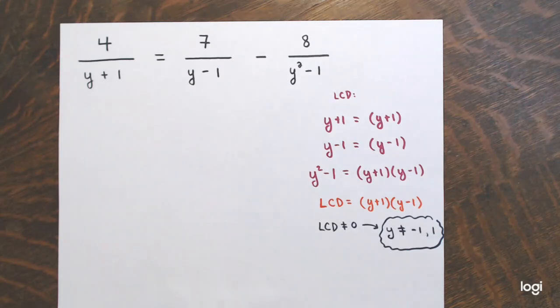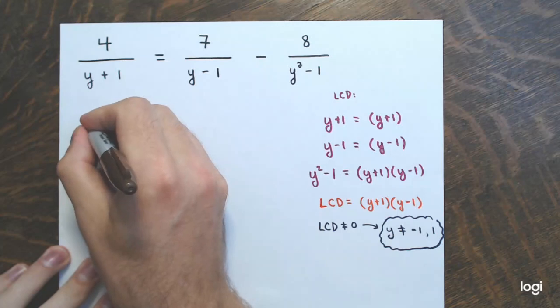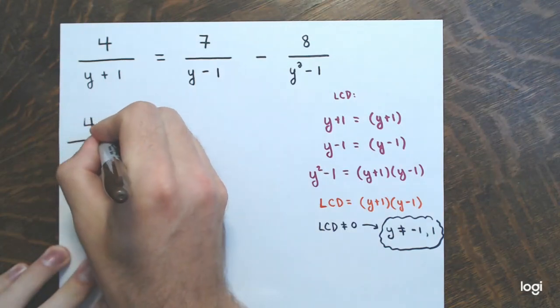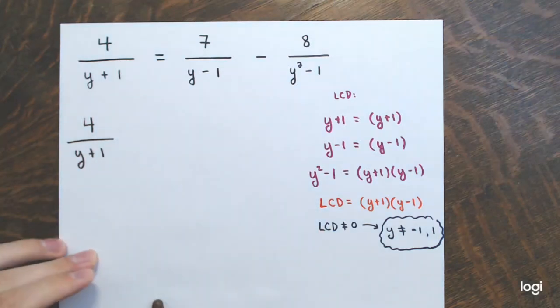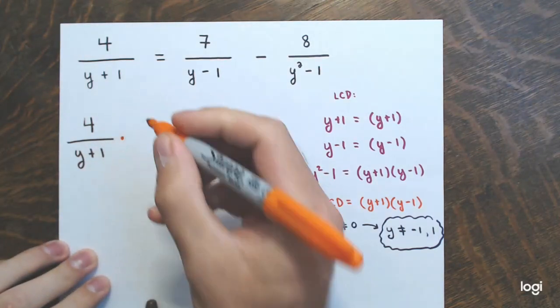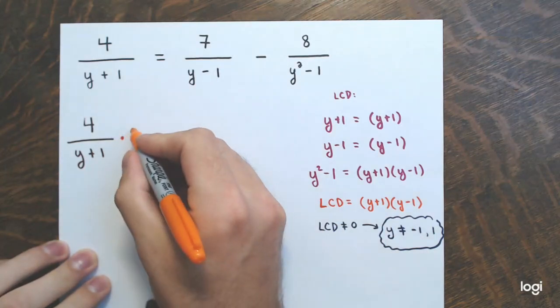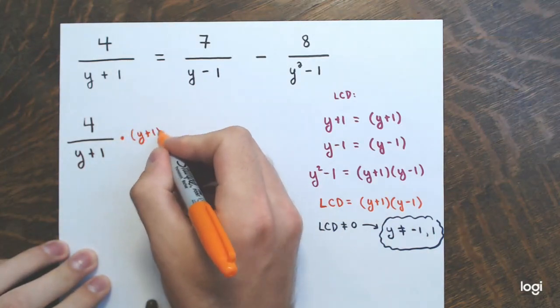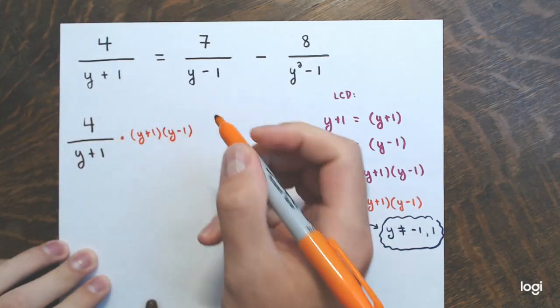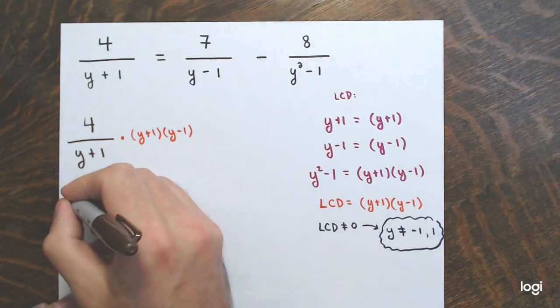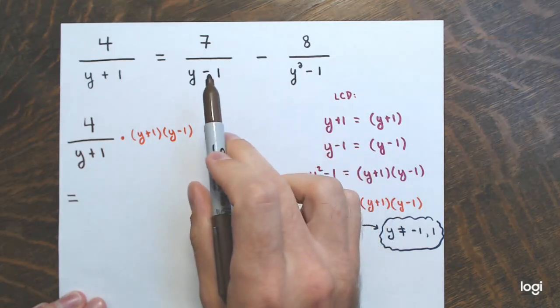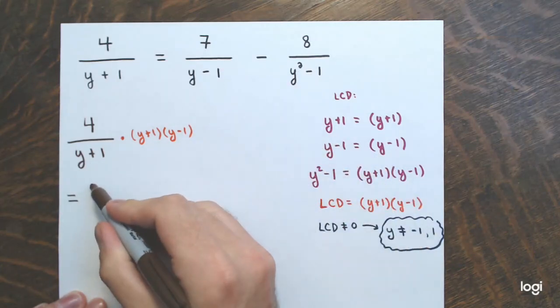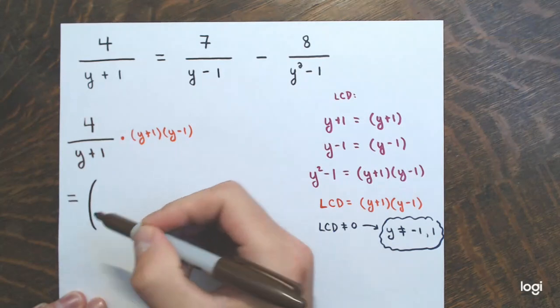Okay. So now comes the part where I multiply both sides by the LCD. The left side just has a single fraction, 4 over y plus 1, and it is being multiplied by the LCD, right here in factored form, y plus 1 times y minus 1, equals, and then the right side has a difference of two fractions. If you have a sum or a difference, we're doing both of those terms, so I'm going to put this whole thing in parentheses.